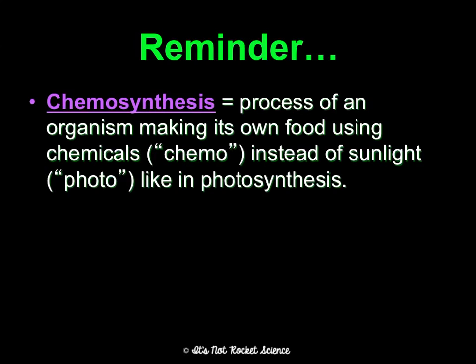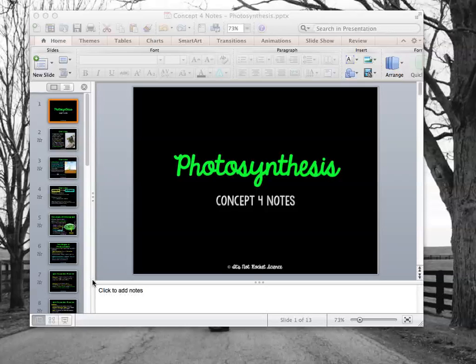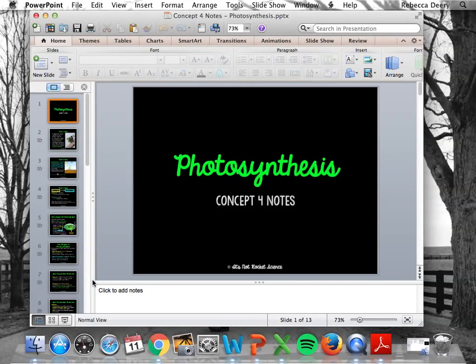Alright, reminder. Chemosynthesis is the process of an organism making its own food from chemicals instead of sunlight, which is photosynthesis. So we're not going to go through the details of that. You only need to know photosynthesis, but do know some producers do this process also in order to get their energy.